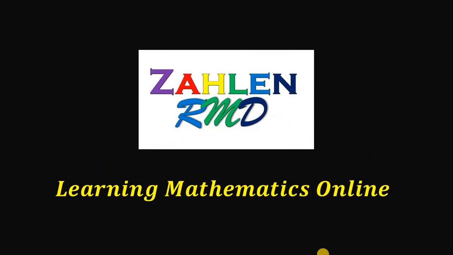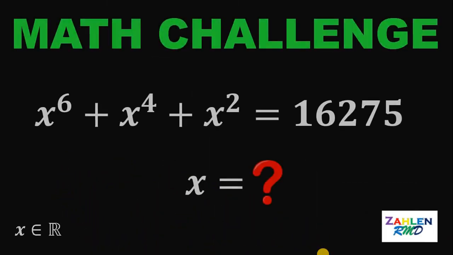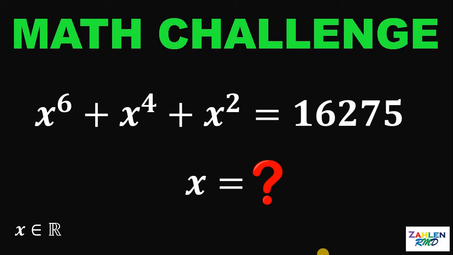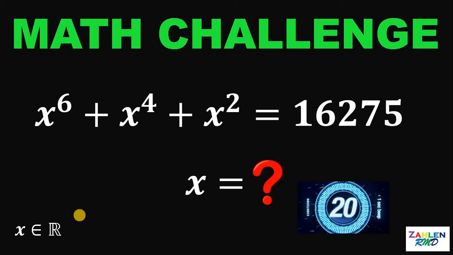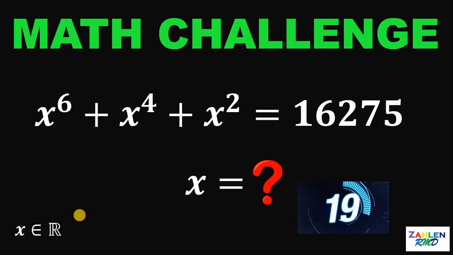Here's our question. Solve for the value of x given this equation: x raised to 6 plus x raised to the fourth power plus x squared equals 16,275. Given that x is a real number. Now, if you want to try this problem, you can pause this video. You have 20 seconds and the timer starts now.